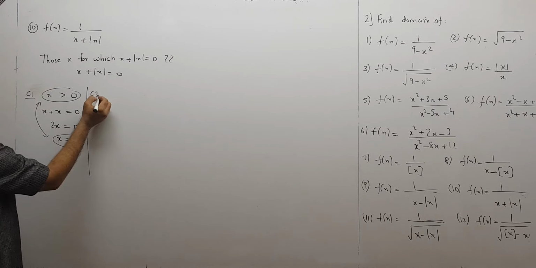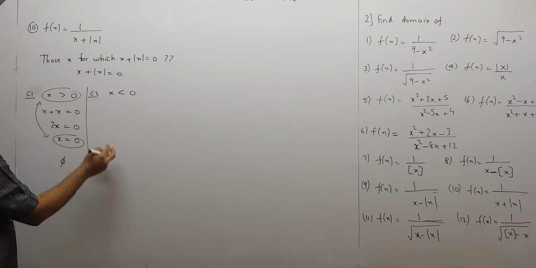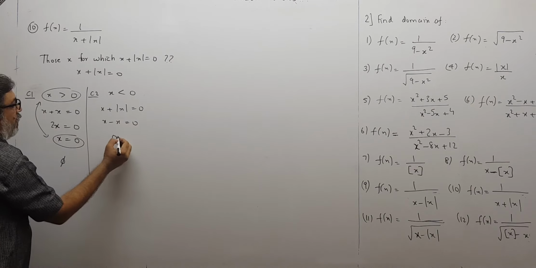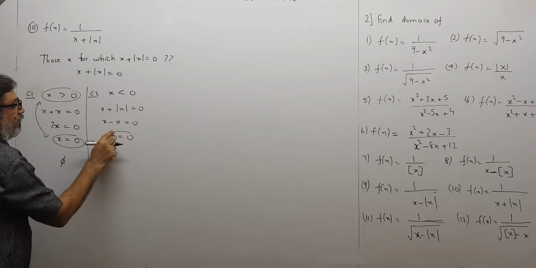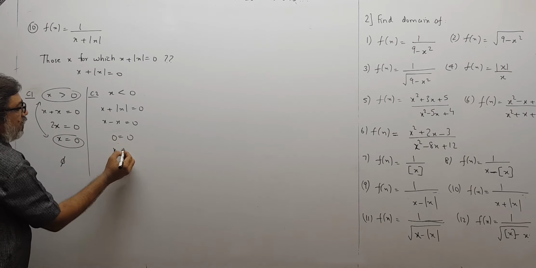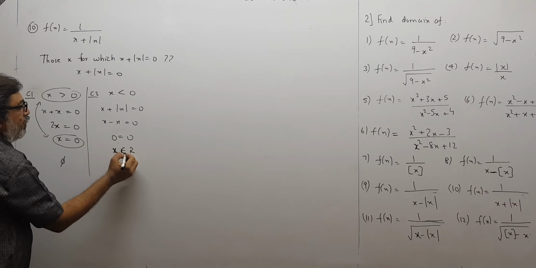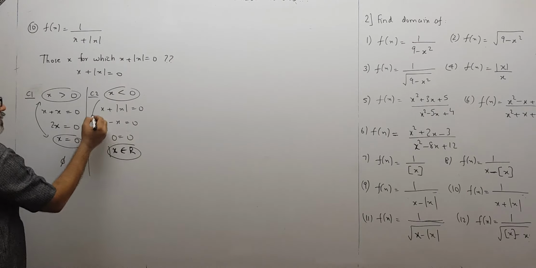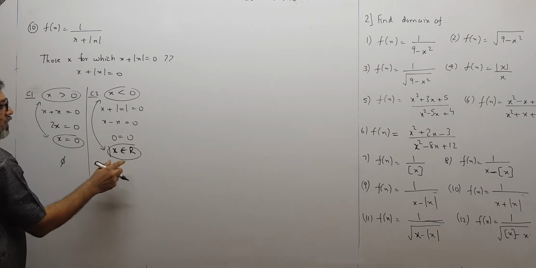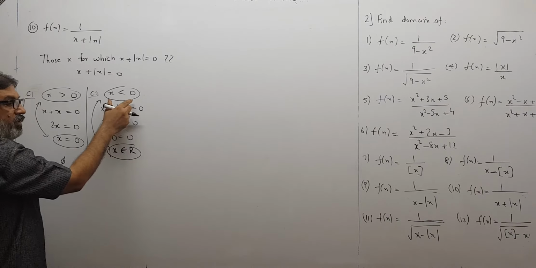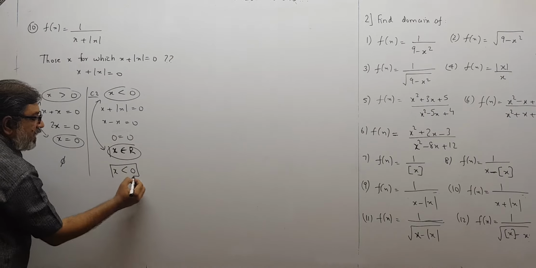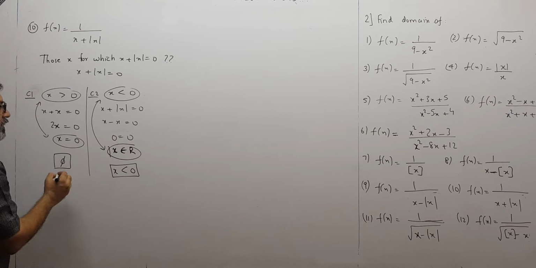Case 2, x less than 0. So mod x will be minus x. So x plus minus x, so 0 equal to 0. Therefore we are reaching a correct conclusion. So therefore x belongs to R. I told you, if you reach a correct conclusion, then you have to write x can belong to R. And my precondition was this. So what is the intersection of these two? This is the entire set of real numbers. This is only negative numbers. Intersection will be negative numbers. This is one answer from case 2.